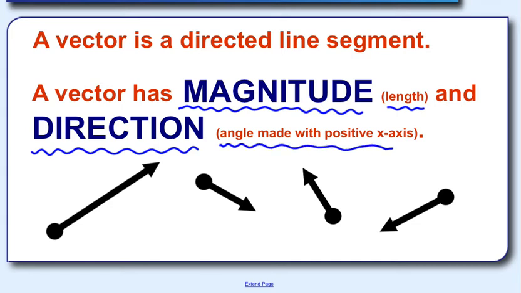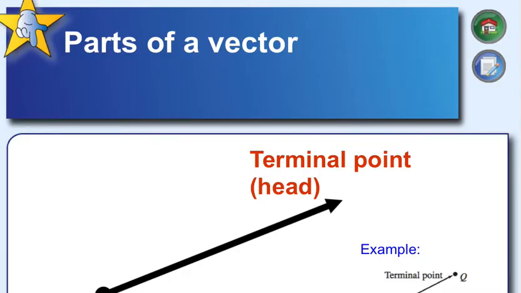So here are some examples of vectors. There are 4 of them: 1, 2, 3, and 4. So 4 different looking vectors. We're going to get more in depth with those. All right, next slide.